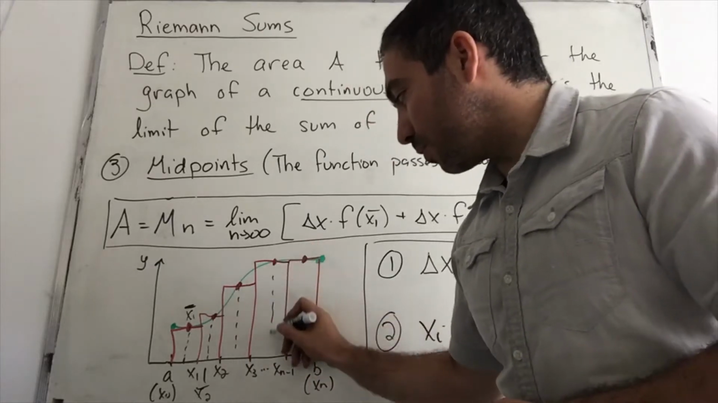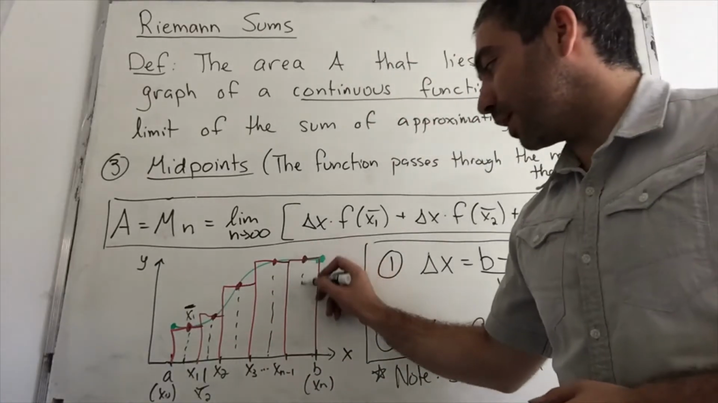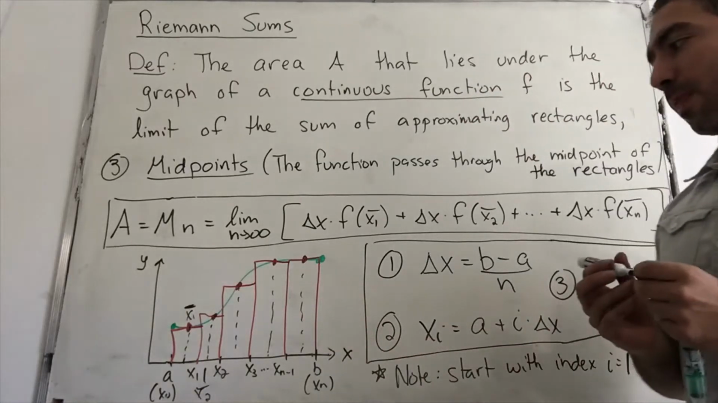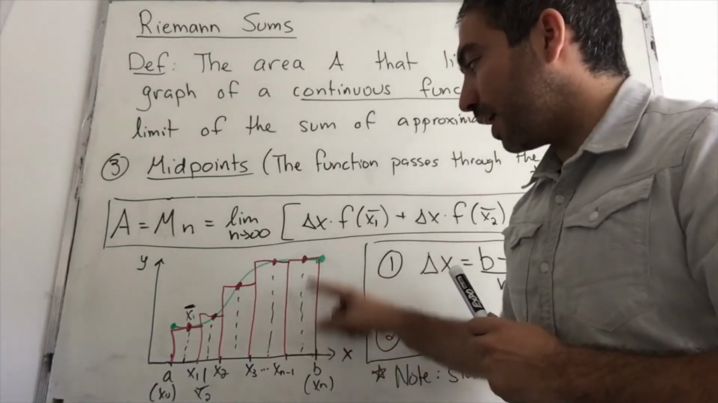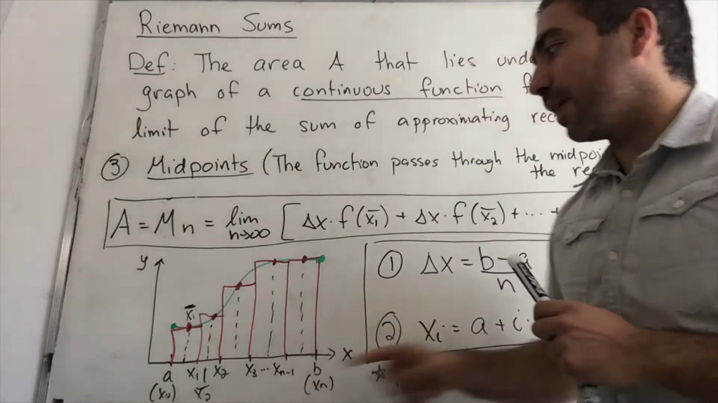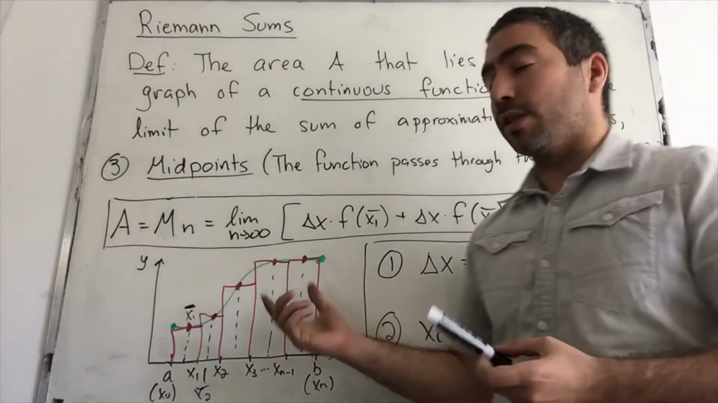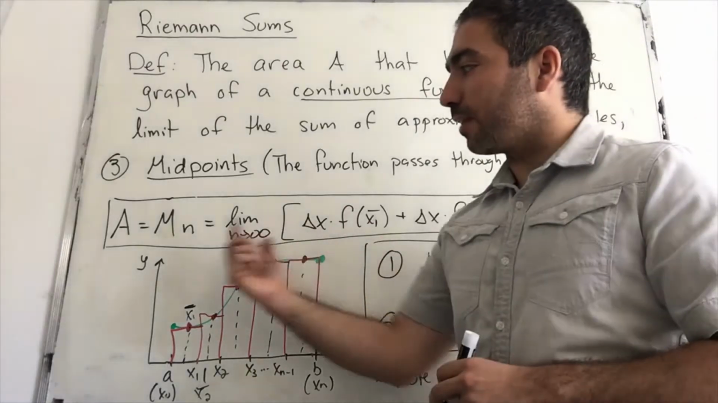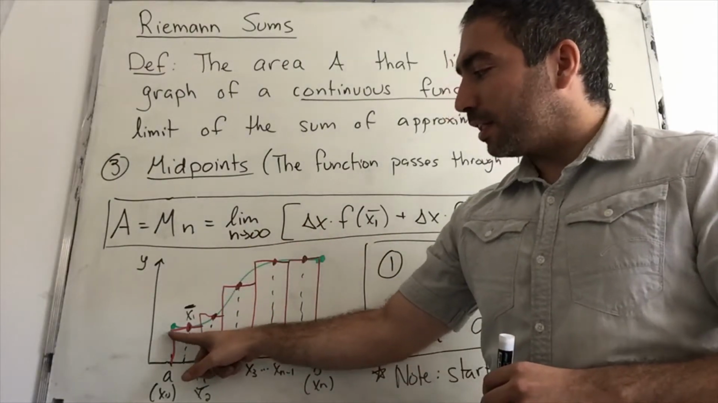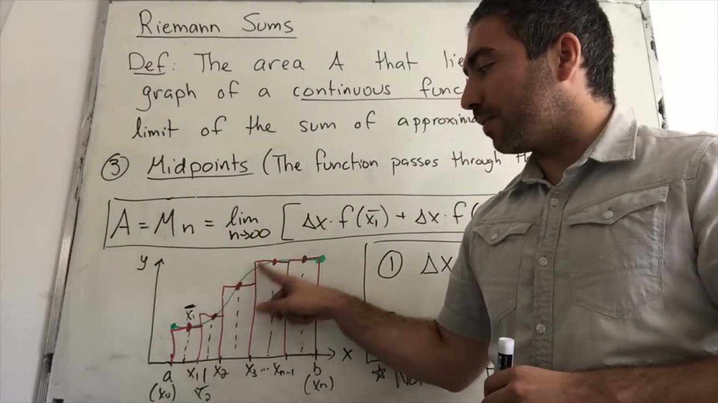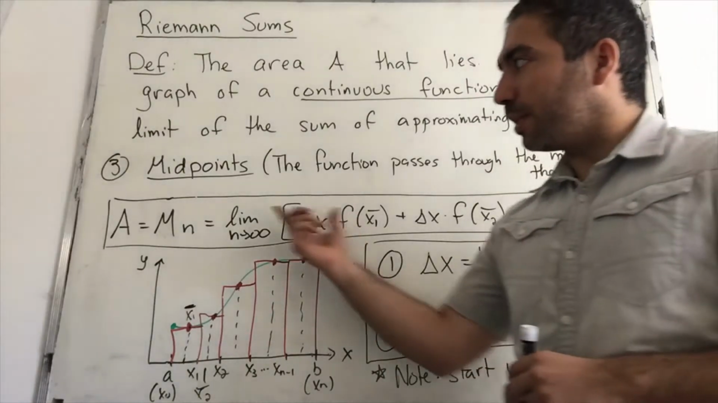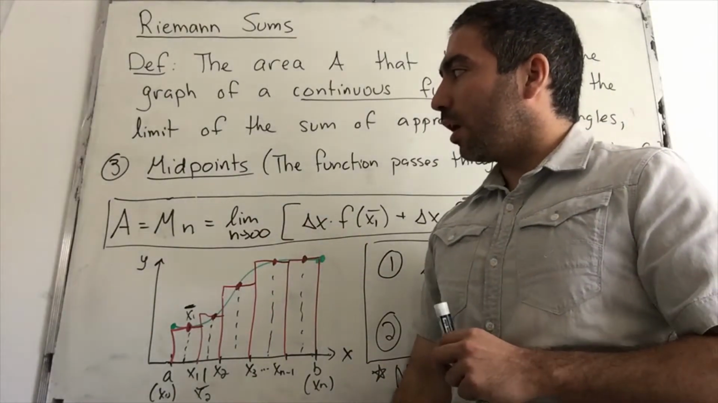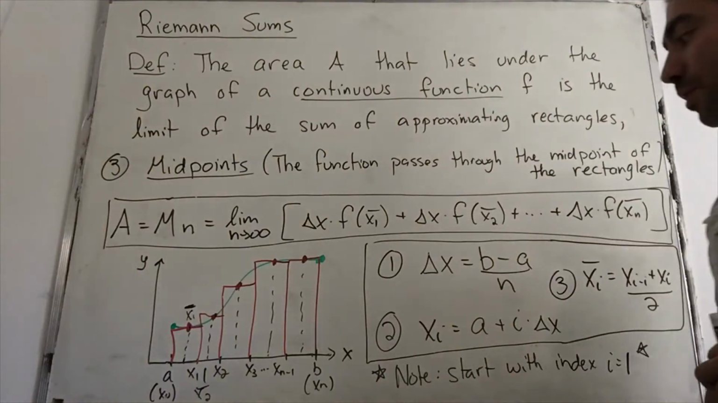Same for here, x4 bar, so on and so forth, all the way to xn bar, okay? And then you can find the height at those respective x values, and that gives us the midpoint. The midpoint, in my opinion, is the most precise out of the three, out of the left and right, because as you can see, taking the midpoint lowers the amount of error.